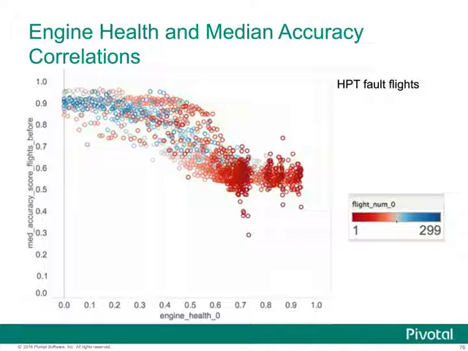And what we can see is that in color here we're showing flight number. There actually is a stronger correlation with engine health and accuracy than there is with the actual number of flights, indicating that it doesn't have much to do with the number of flights influencing it, but it's actually the change in engine health that we're observing.